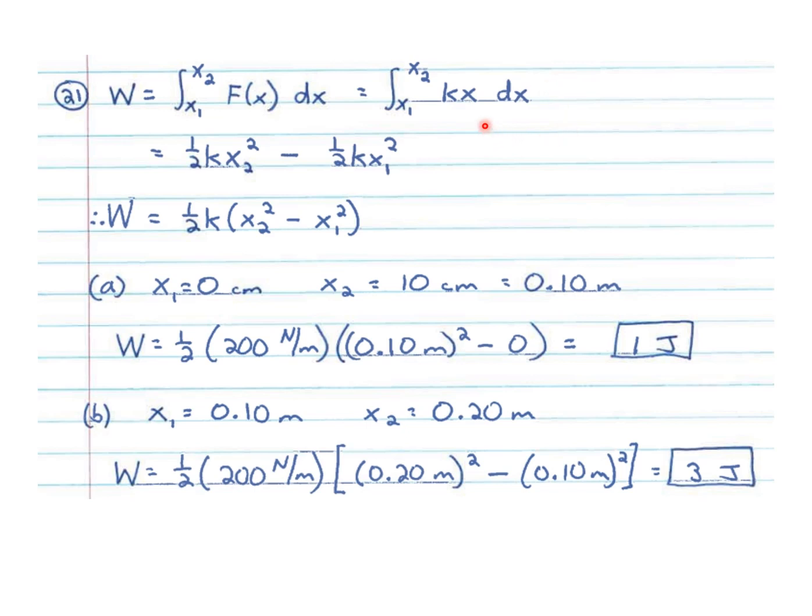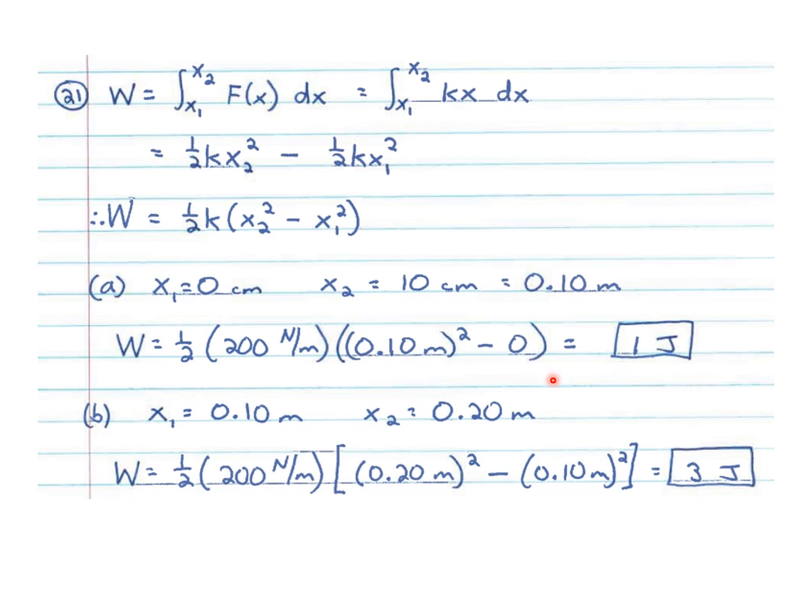And so the work to stretch a spring from one length to another length is 1/2 k x2 squared minus 1/2 k x1 squared, and you might want to factor out the 1/2 k, so it's 1/2 k times (x2 squared minus x1 squared). In part A, x1 is 0 and x2 is 0.10 meters, and so we plug that in, 1/2 times 200, that's the k, times 0.1 squared minus 0, we get 1 joule.